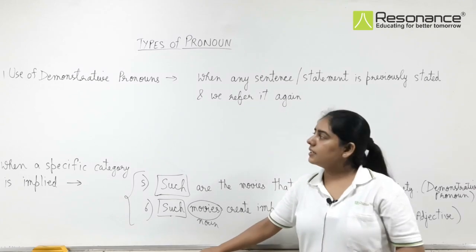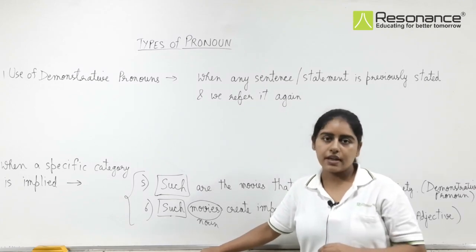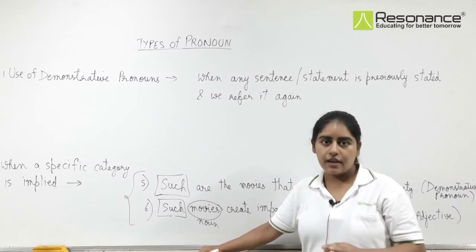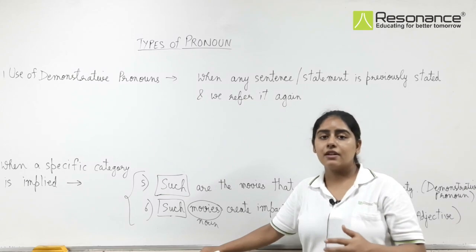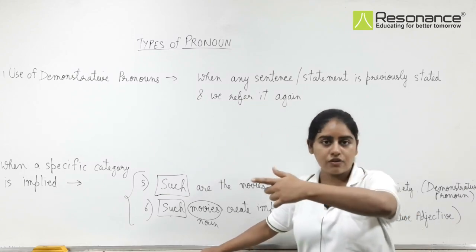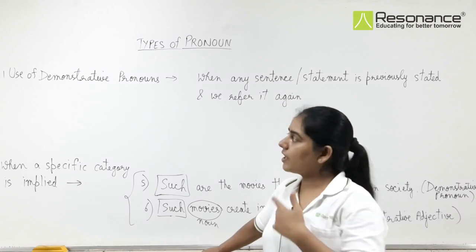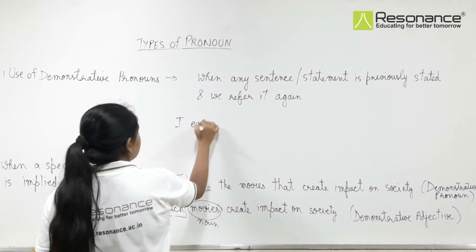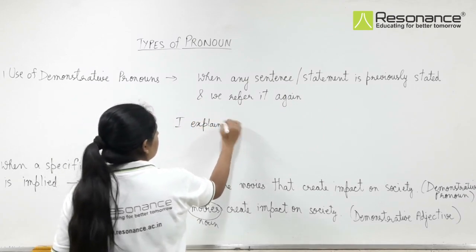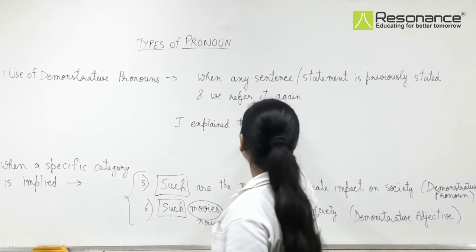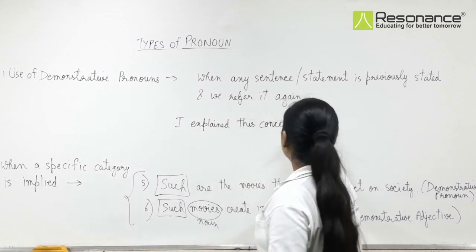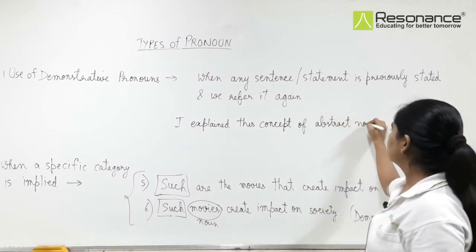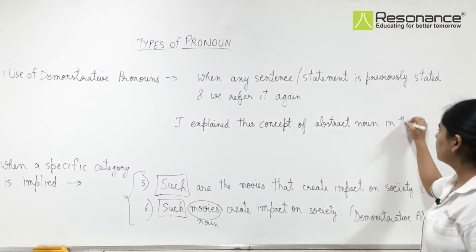For example, जैसे मान लीजिए मैंने आपको noun पढ़ाया था, ठीक है. I told you knowledge is an idea, it is an abstract noun, ठीक है. Now this concept was explained in that class of noun. तो अभी मैं उसका रेफरेंस दे रही हूँ, तो मैं यहाँ पर demonstrative word बोलूँगी. I will say I explained this concept of abstract nouns in the previous sessions.